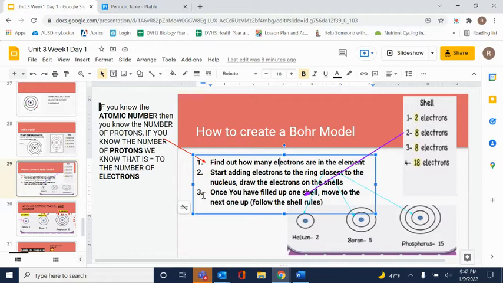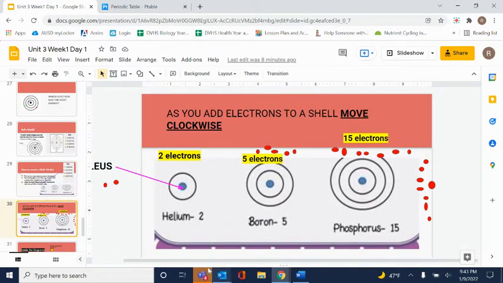And then thirdly, you need to fill up each shell. And once you fill up each shell, you need to move on to the next orbit, or the next energy level. So remember the rules. There's only 2 electrons that can fit on the first shell. If there's any left, they have to go on the next shell if they fit. I'll do a bunch of examples of that. So, examples. If I go to the next slide, here we are.